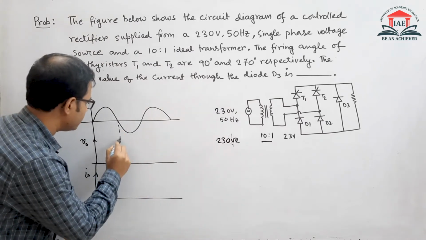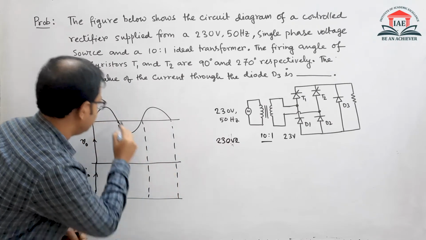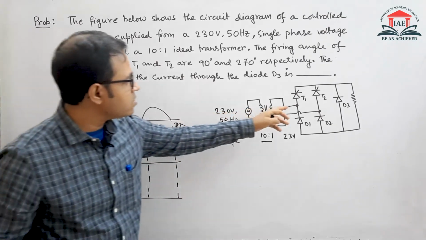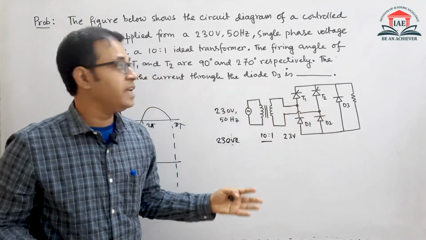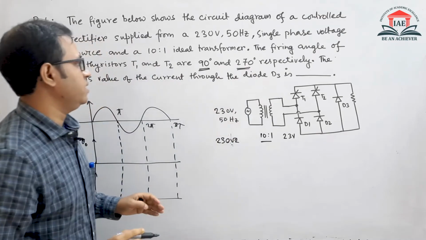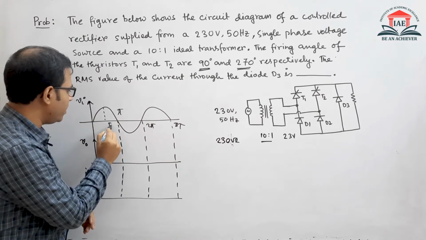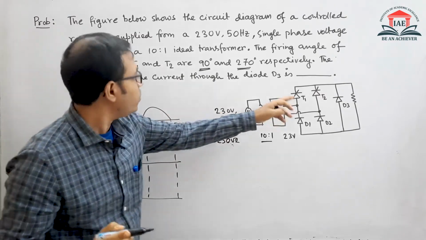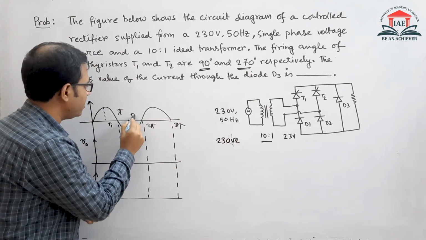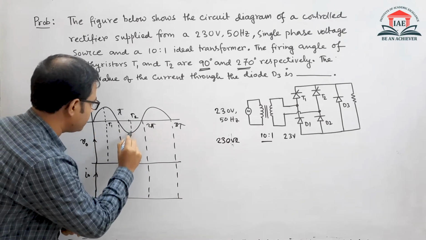So what you need to do first, just mark these zero crossing points. Just marks, nothing else. This is pi, 2 pi, 3 pi and so on. And also they told us that T1 and T2 are having firing angle 90 degree and 270 degree. So which one is the 90 degree? The 90 degree will be this one, isn't it? So here T1 is triggered and T2 is triggered at 270 degree. So it must be this one, 270 degree, 180 plus 90. So here I am marking T2 is triggered.